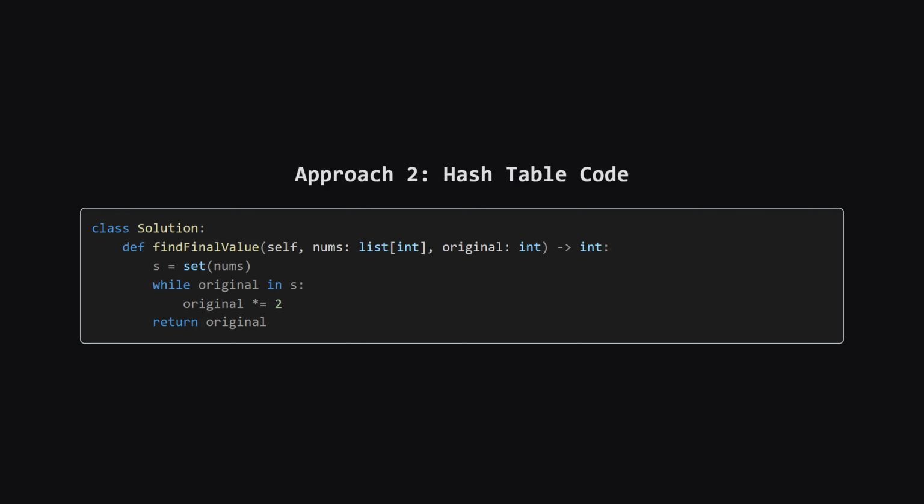And here is the code using a hash set. It's really clean and elegant. First, we create a new set, which we'll call S, directly from our list of numbers. This one line does all the work of building our fast lookup directory.